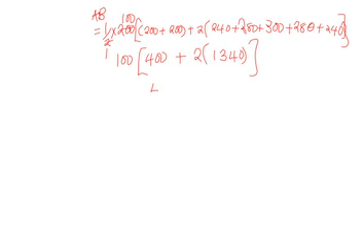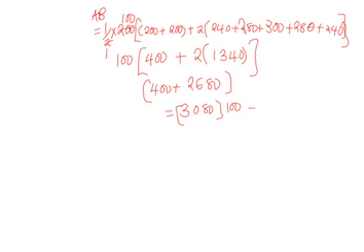So now we have 400 plus 2 multiplied by 1340, which gives us 2680. So if you add 400 to that, you will get 3080. Then we multiply these by 100, which will give us 308,000. These are meters squared.